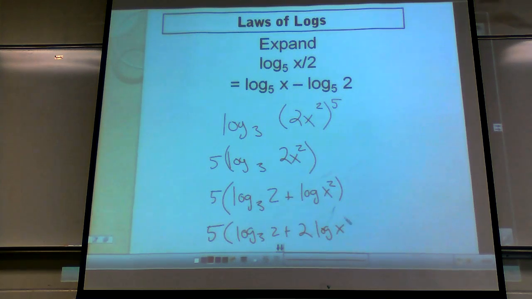And then the last thing would be I can distribute the 5 to both of them. So this will become 5 log base 3 of 2 plus 10 log base 3 of x. That would be the final answer for expanding that one. So powers drop to the front, multiplication ones go together. The reason I wanted to do this first is to do an easier one with the power first before we do the square root one. The square root one usually screws people up.